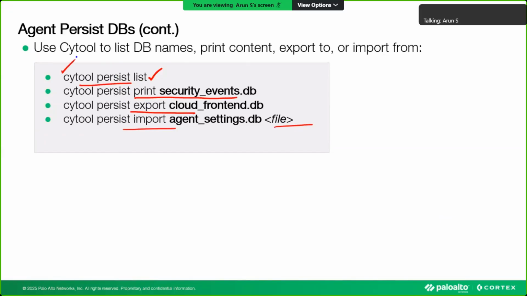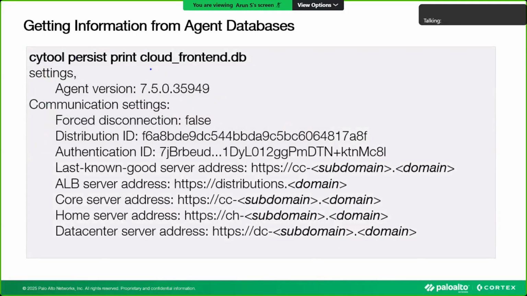For example, this is print. For one of the databases I want to view, give site tool persist print with the database name, and you'll get the information. You'll get the authentication ID, all the information about the agent, the cloud front end, all of it via this command. Very useful CLI command on your endpoint.